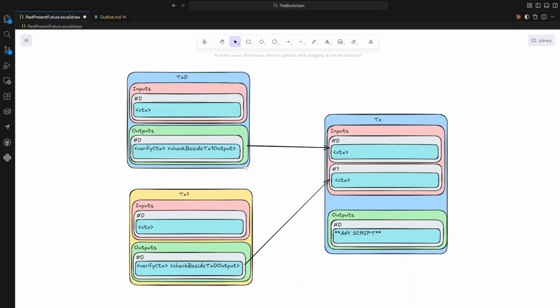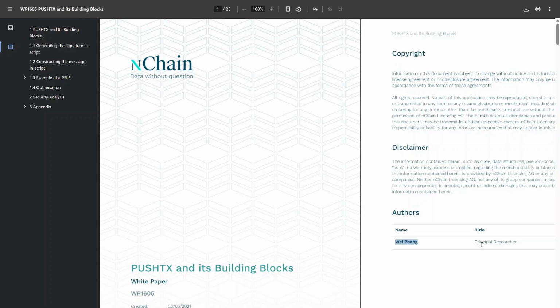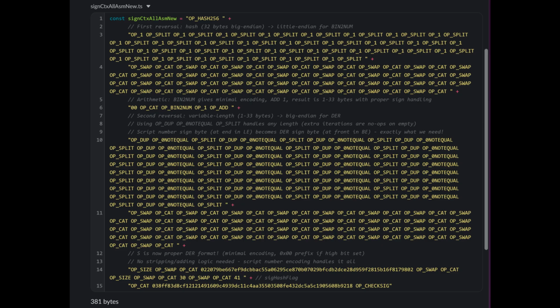This was a huge evolution of blockchain programmability, and thanks is due to nChain's principal researcher at the time, Wei Zhang. It's worth noting that this push context operation is absolutely going to be introduced to the opcode set for optimization purposes in the future, as it is so valuable. Now to spell things out for you.